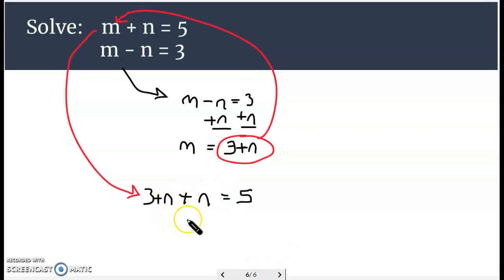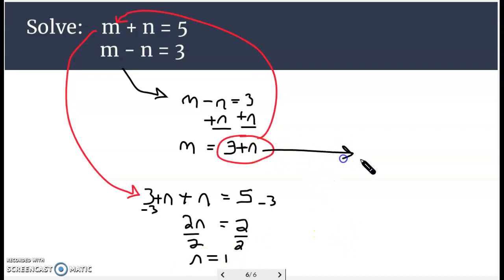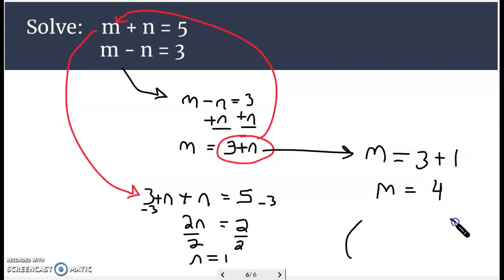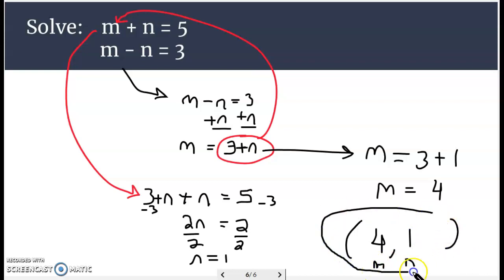Alright, so we have n plus n to get 2n. I'm going to take away this 3 from both sides. Equals 2. I'm going to divide by 2. And that gives me n equals 1. I know n equals 1. If n equals 1, I could solve for m. 3 plus n, but I'm not going to use n. I'm going to use the number 1. m is equal to 4. So I can write these as coordinates: 4 comma 1, instead of x, y, m comma n. And that's our solution to this one.